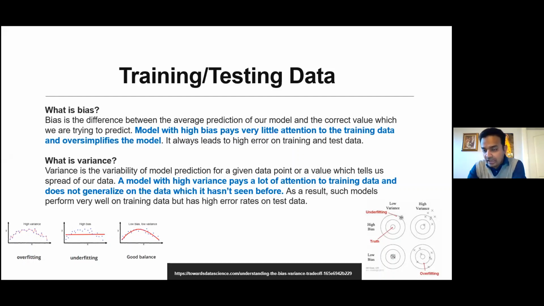If you see this graph, you can see high bias will underfit your training output. What does underfit mean? It means it will not give what you expected. The results are far lower than your expectation. And what will happen if you have high variance? When you have high variance, it pays a lot of attention to the training data. And what will happen? It will overfit.